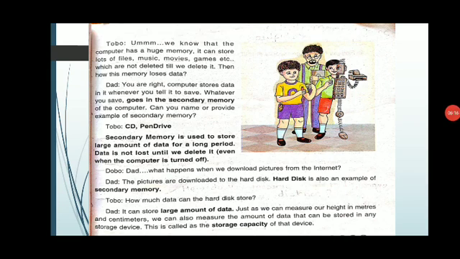Tobo says, "We know that the computer has memory. It can store lots of files, music, movies, games, etc., which are not deleted till we delete them. Then how does this memory lose data?" Then Dad says, "You are right. The computer stores data whenever you tell it to save. Whatever you save goes in the secondary memory of the computer."